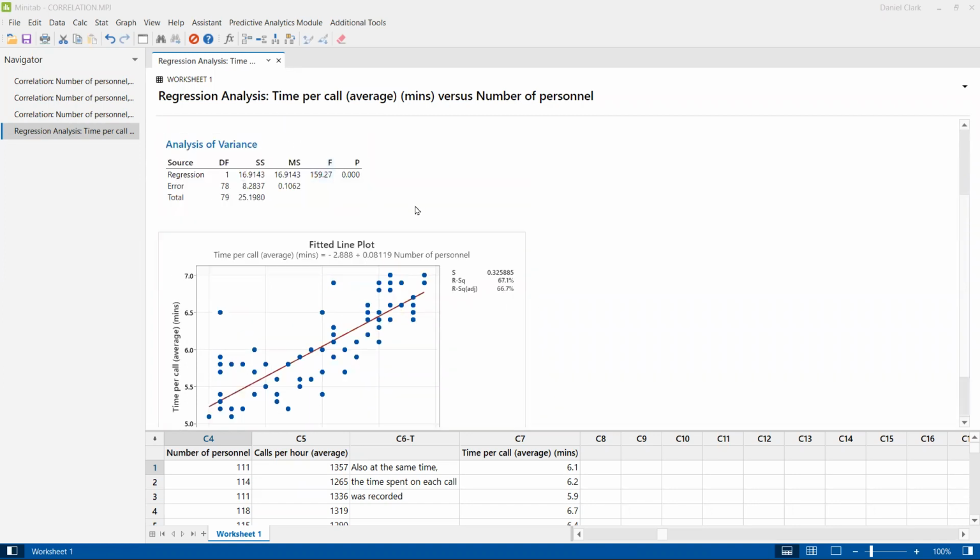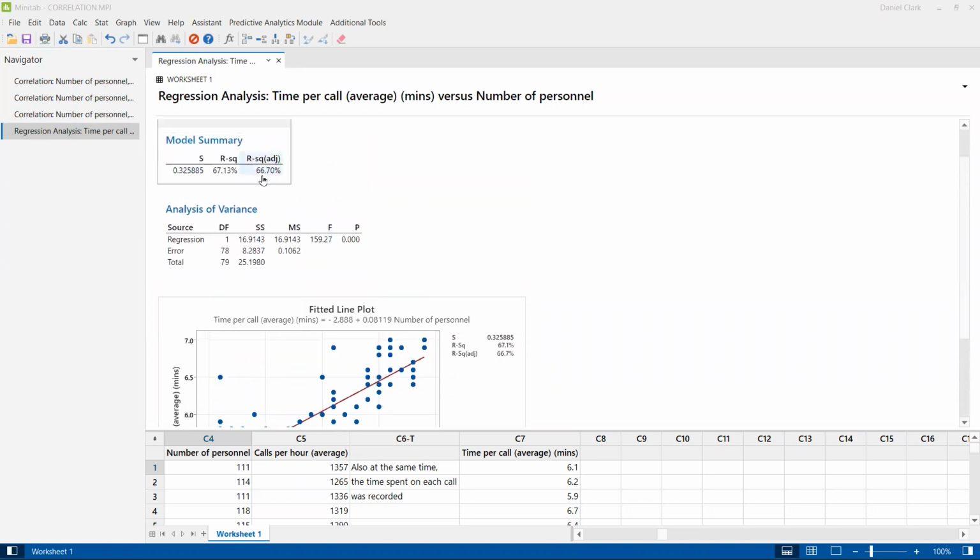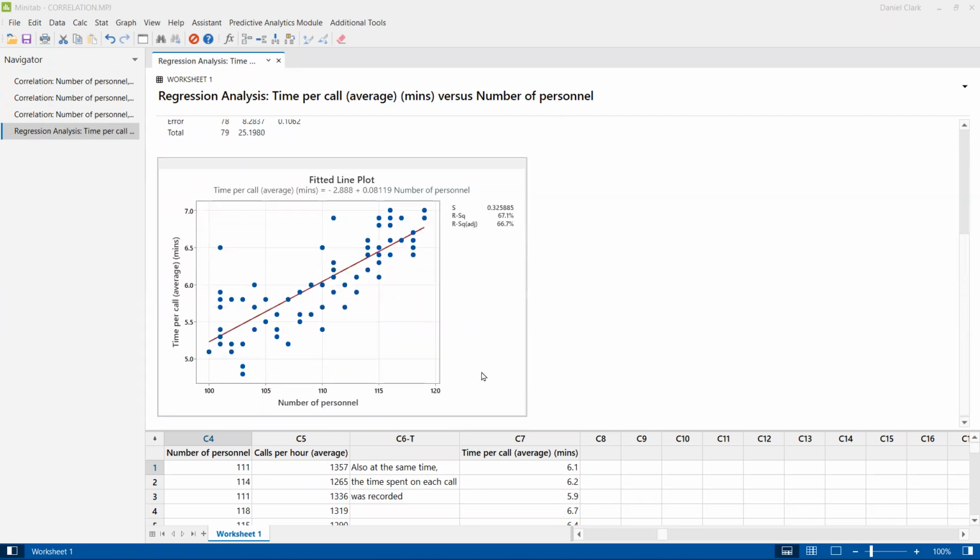That's a good deal of variation attributable to a single variable. So let's look at the R squared. Previously, we were using R. For correlation, we use R. For regression, we use R squared. But let's look at the rules of thumb for R squared.